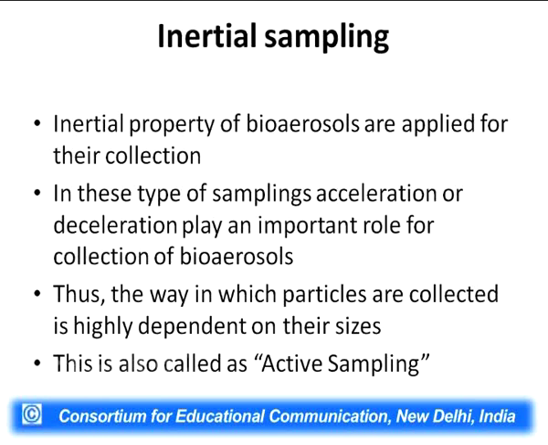In this type of sampling, acceleration or deceleration plays a very important role in collection. Thus, the way in which particles are collected is highly dependent upon their size. I mean, in case of inertial sampling, we can be size selective as far as the particles are concerned. This is why this is also known as active sampling.